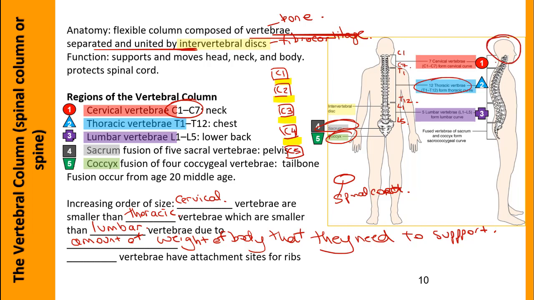The thoracic vertebrae has to support the head and neck as well as the chest, which includes the heart and lungs and the esophagus. The lumbar vertebrae have to support the head and neck, the chest, as well as the organs that are in the abdominal cavity. And then the sacrum forms part of the pelvic girdle, and the coccyx is the tailbone. The thoracic vertebrae have attachment sites for ribs. So the thoracic vertebrae is what the ribs attach to, and we're going to look at that in the next slide.